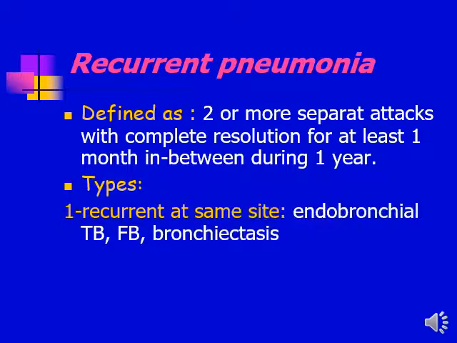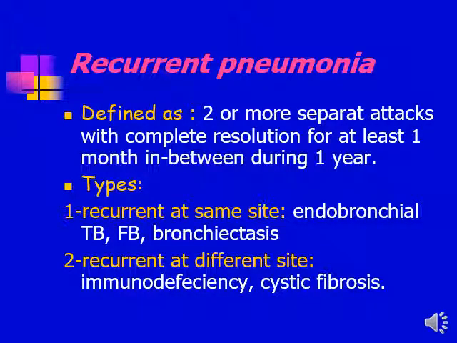The other term is recurrent pneumonia, which means that I have separate attacks of pneumonia. What's meant by separate? Meant by separate that there is a complete recovery from one attack, then a period in the middle in which I am totally free, I am not diseased, and another attack of pneumonia comes. So if I have 2 or more separate attacks with complete resolution for a period of months in between these 2 attacks, and this occurs in 1 year, which means that I have pneumonia when I'm a child, I have pneumonia when I'm old age, this is not recurrent pneumonia.